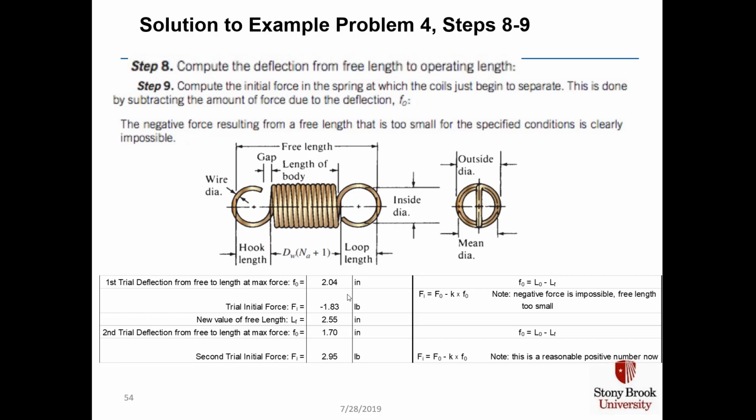We now select a new value of the free length, capital L sub f, of 2.55 inches, which is roughly 20% higher than our initial 2.04 inches, and we try again. Now we get that the second trial deflection from free length to length at max force is 1.7 inches, which then calculates out to a second trial initial force of positive 2.95 pounds, which is reasonable now.